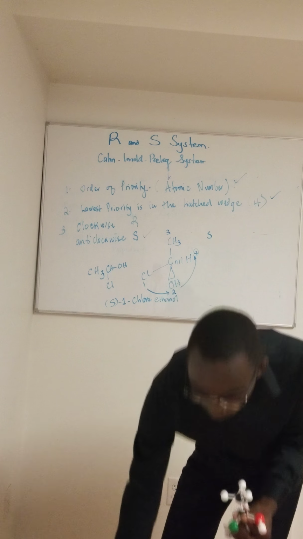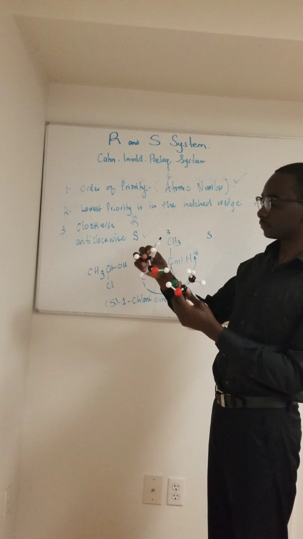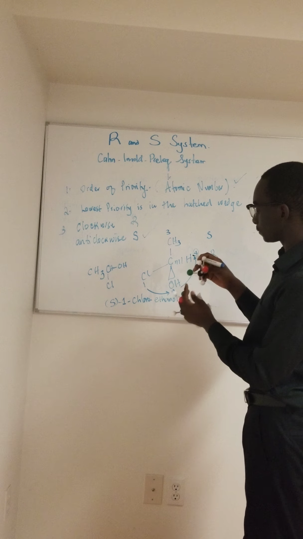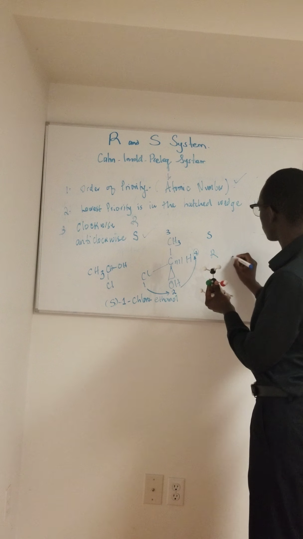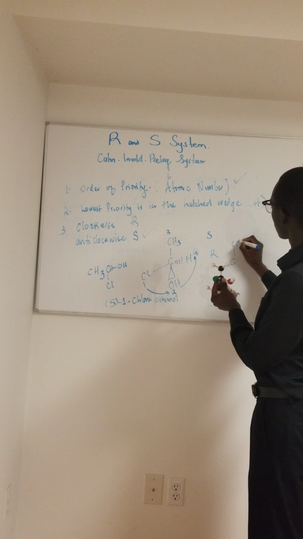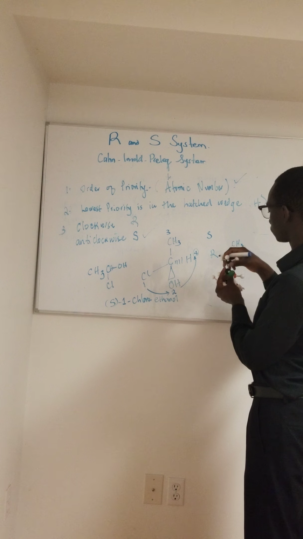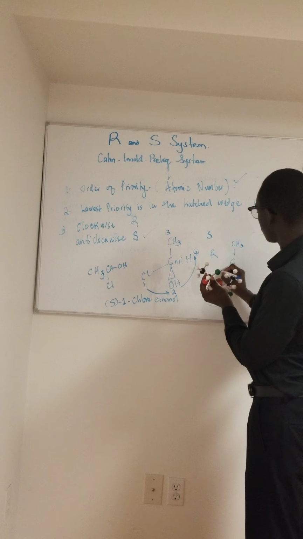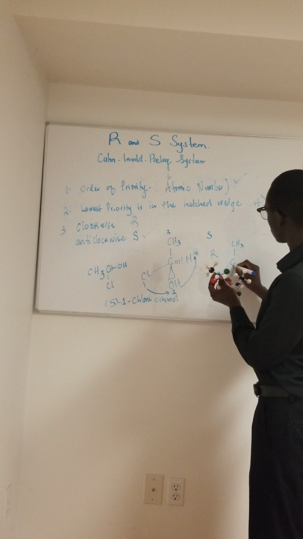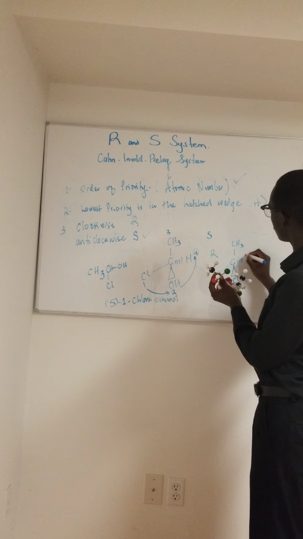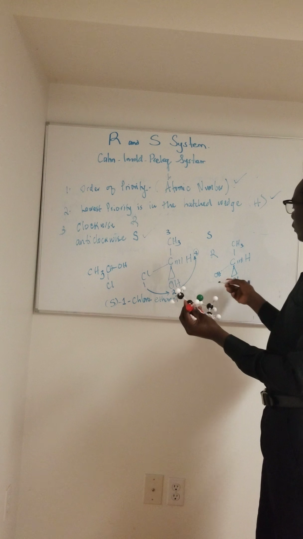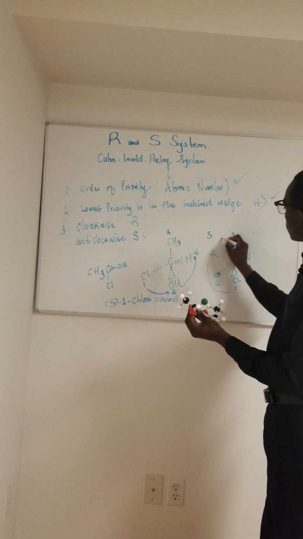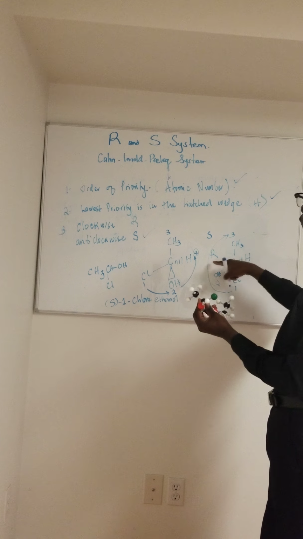I have an R isomer of the same molecule, which looks like this. The R isomer has a carbon, methyl group. The OH is here, the chlorine is here, and then the hydrogen is here. Now, naming in order of priority, this will be my number 1, number 2, number 3. So this is giving me a clockwise direction, which is R.